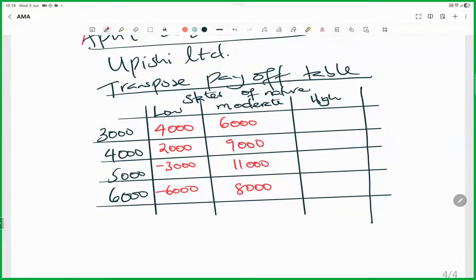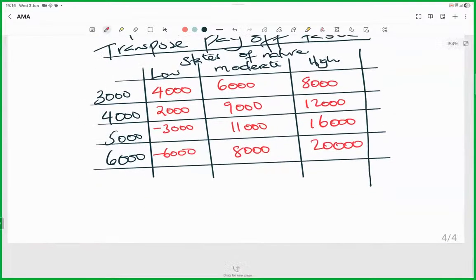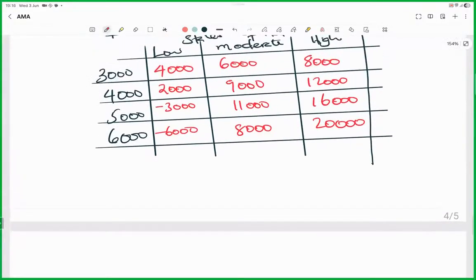Then the last row becomes the last column, which is 8,000, 12,000, 16,000, and 20,000. Now, of course, you can still do it in the original format, but this is what is recommended. Now, once I have this, I will be able to get all those other things.